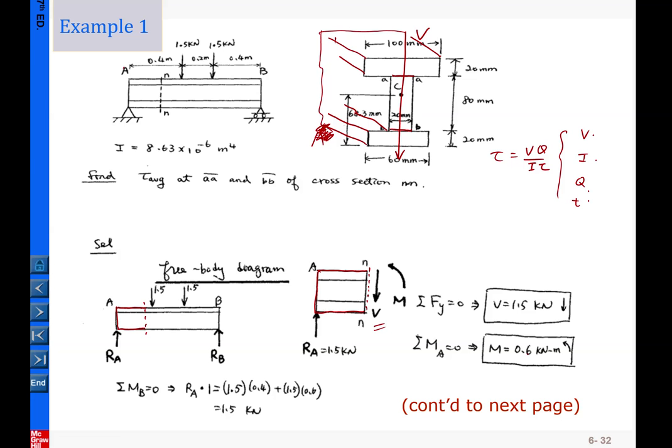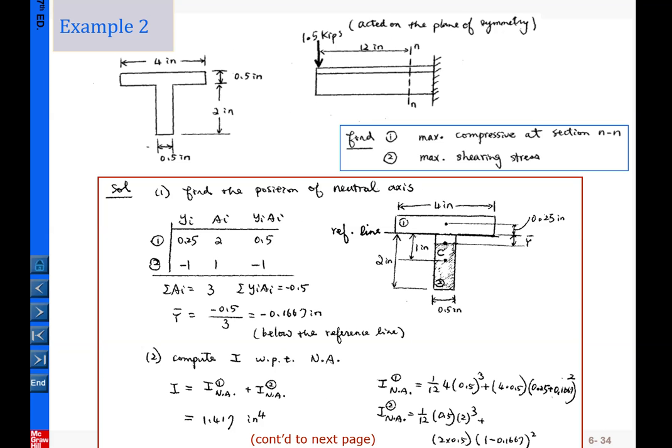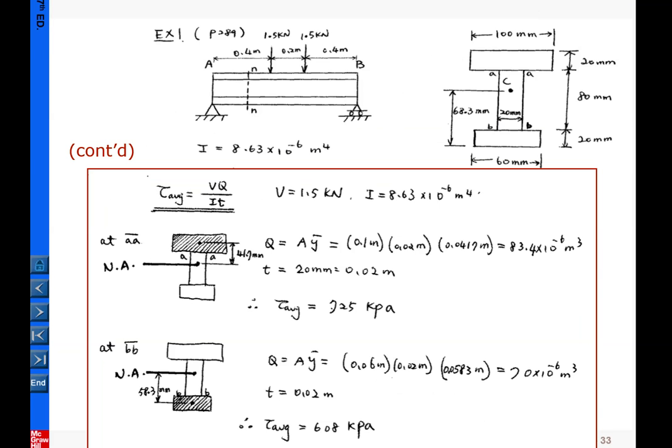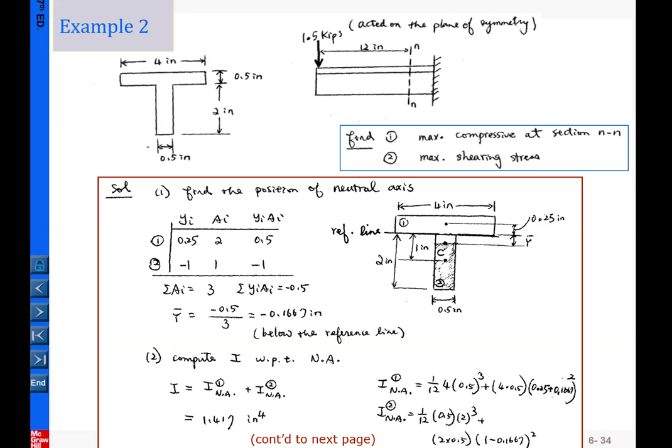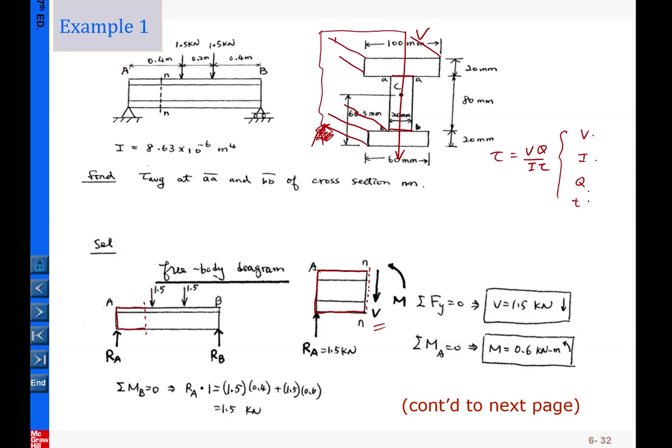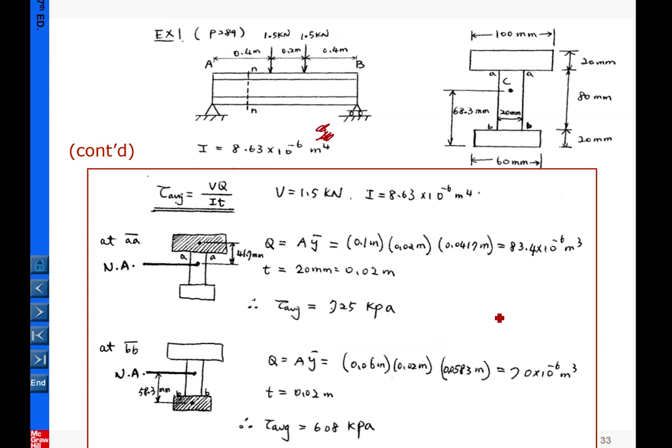So once we determine V, then the next one is to determine I. Okay, so for this I, I think I skip the calculations, but here I provide the I. Okay, so again, this number I think you should be able to refer to chapter 4. I think that's the typical example there. So we have the I.